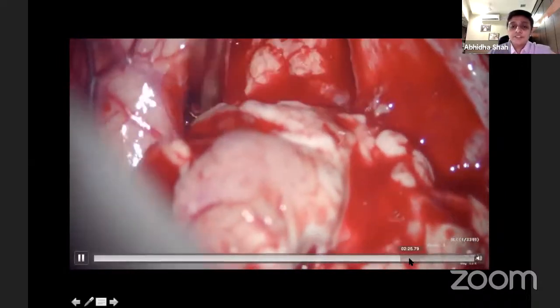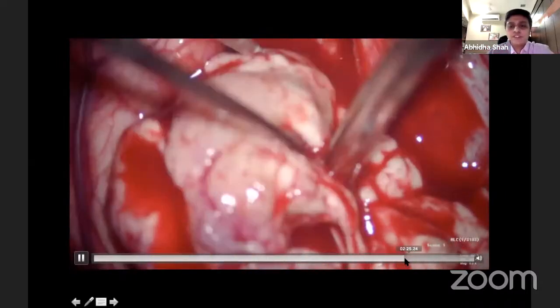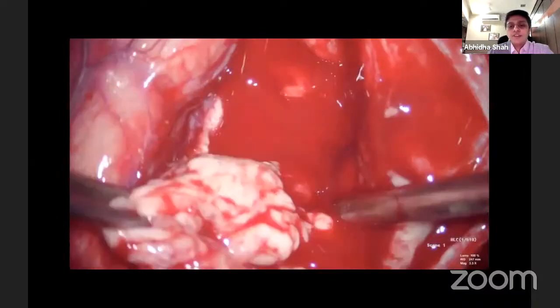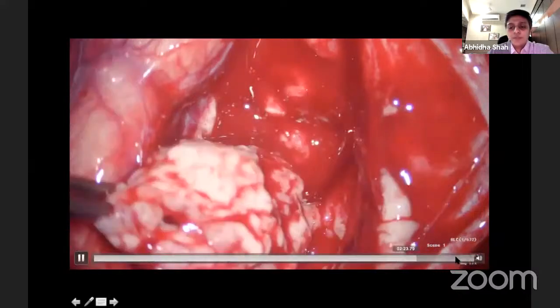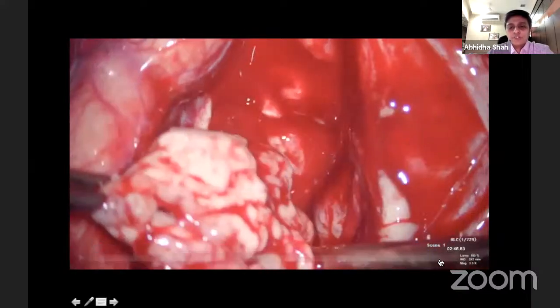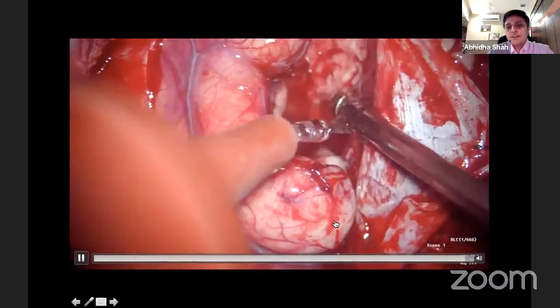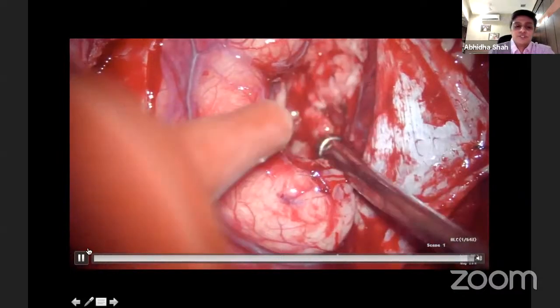Another important thing is that there is no need of much coagulation in this region. You can see that there is hardly any coagulation being performed, and the whole tumor is being removed en masse. And this is the post-operative resection cavity. This is the precentral gyrus, which is beautifully maintained, as you can see here, and this is the tumor resection.